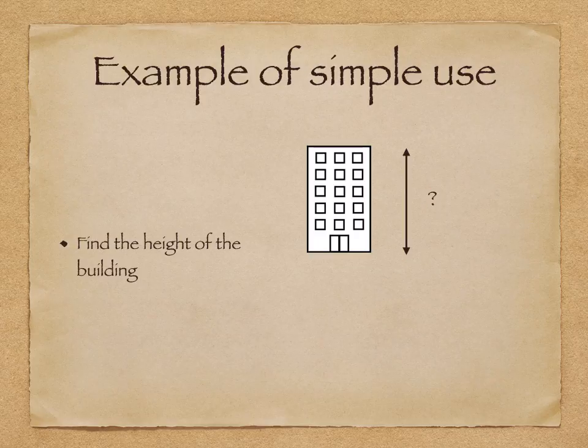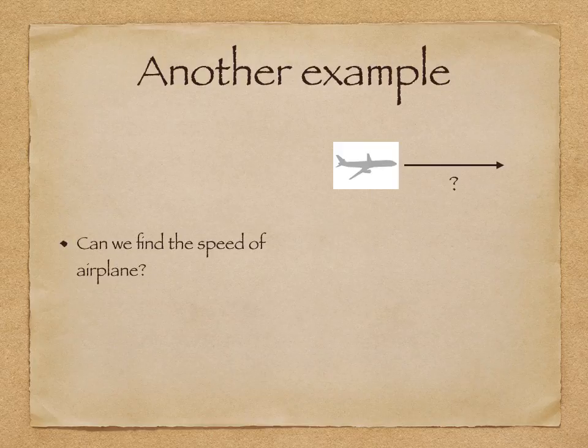At the end of this video we will run simple usage of trigonometry, for example how one can measure the height of the building, or measure the speed of an airplane. Think about it.